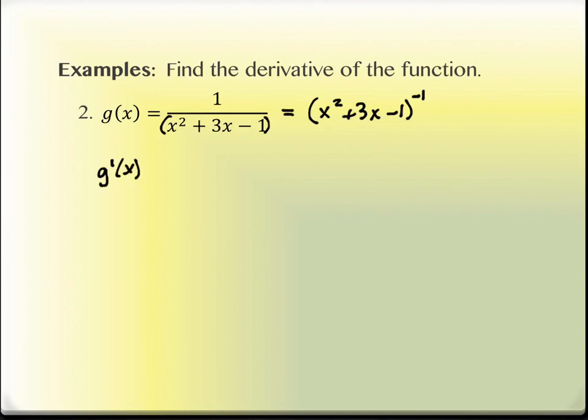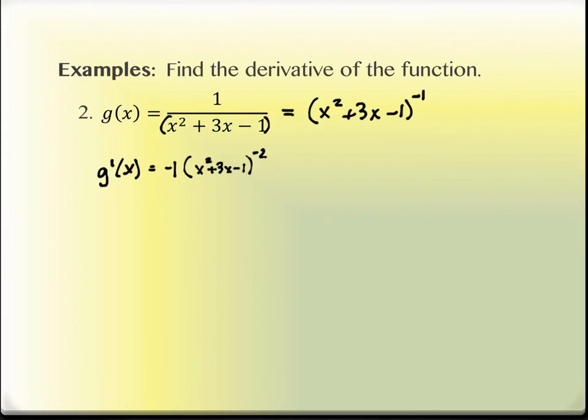So my exponent's a negative 1. What am I going to do with the negative 1? Bring it down in front. I don't even have to multiply it by anything. And then what will my new exponent be? It'll be negative 2. And like I mentioned before, if you really want to write negative 1 minus 1 on the gateway, you could. It'd be okay. So the part that's inside the parentheses remains unchanged. So it's still x squared plus 3x minus 1.